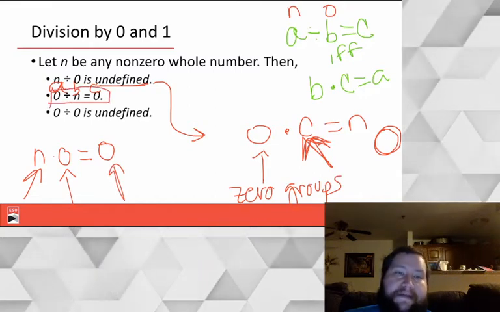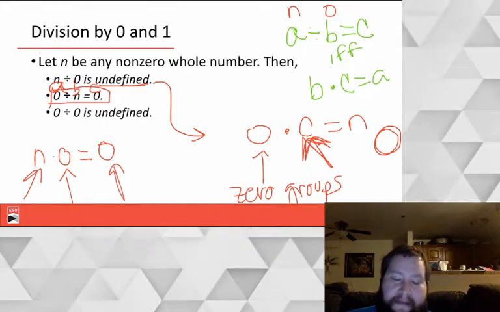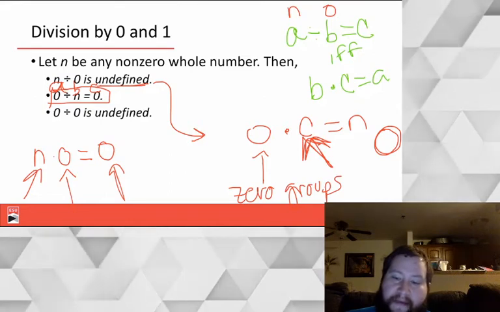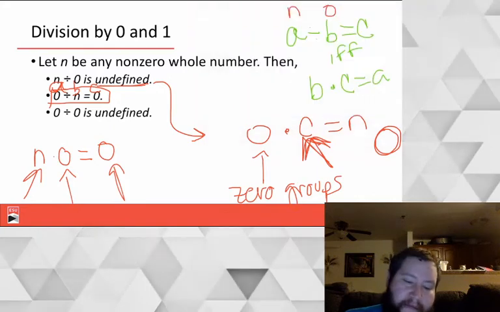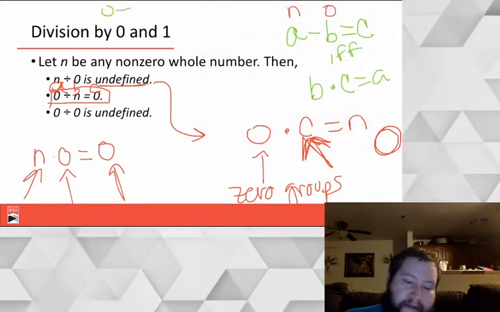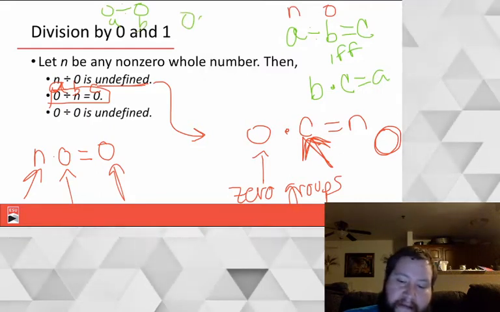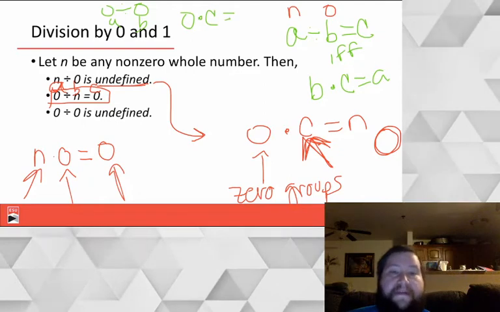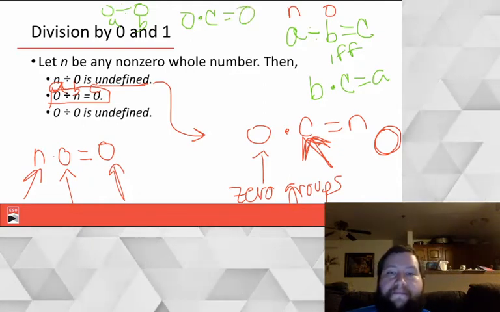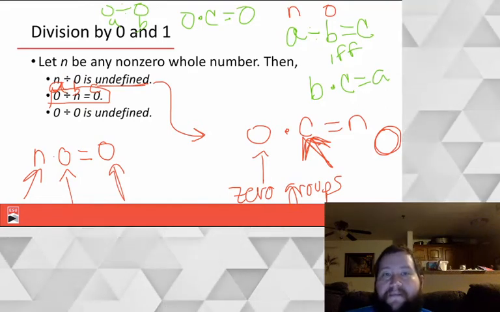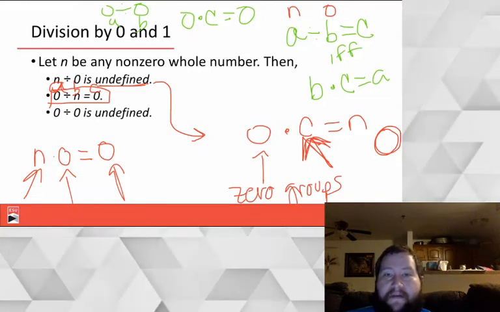And then 0 divided by 0 is undefined. I'm running out of room, so I'll switch to a different color. 0 divided by 0, so that's our a and b. We have 0 times c is 0. c could be 1. 0 times 1 is 0. c could be 10. 0 times 10 is 0.